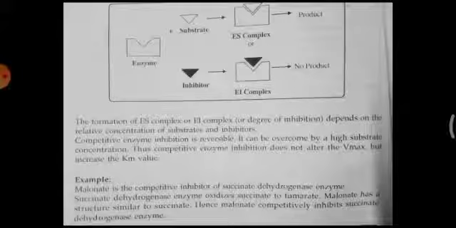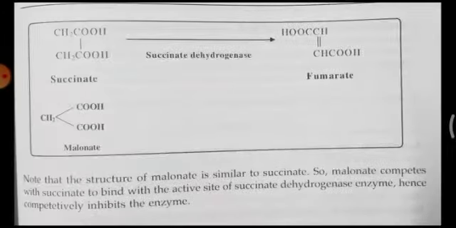And if you see downwards, enzyme combines with the inhibitor. For example, in this case, malonate has a structure similar to succinate. Hence, malonate competitively inhibits the succinate dehydrogenase enzyme. That means the enzyme is succinate dehydrogenase enzyme. Above, the substrate is actually succinate. The inhibitor is malonate. Malonate inhibits succinate dehydrogenase because it's an analog of succinate. So this is a specific example.